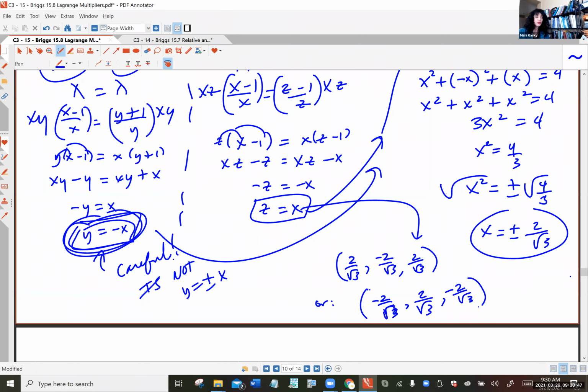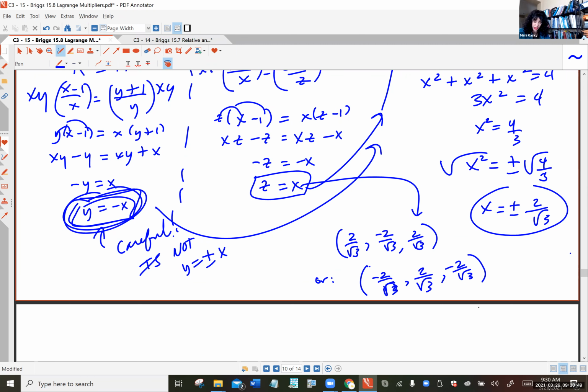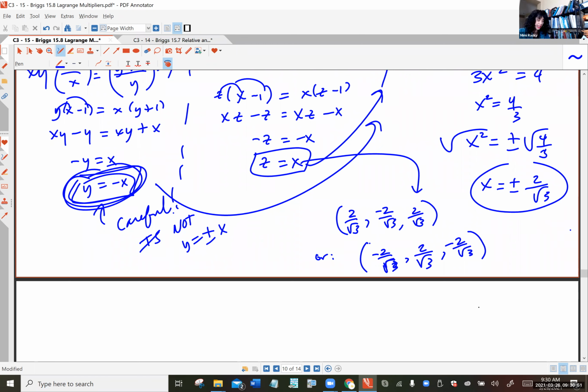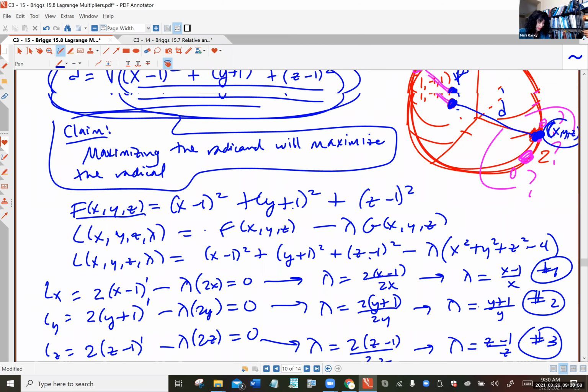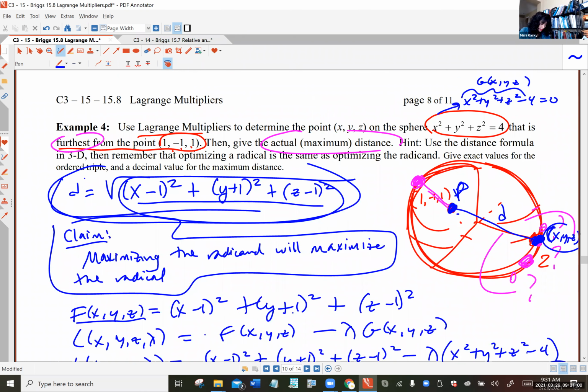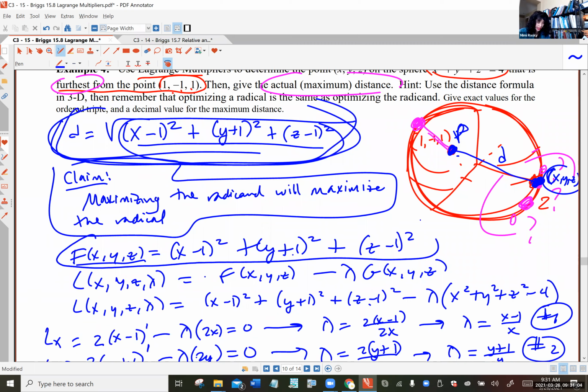These are the only two critical points. So which one's the max and which one's the min? You got to be careful. Don't guess. Remember that we're trying to maximize the distance here. And this was the distance. And remember, it was the same as maximizing the radicand.